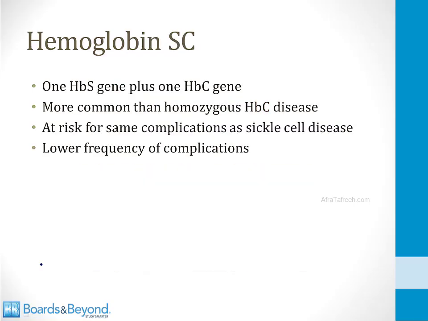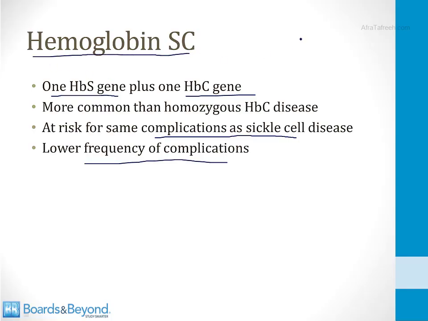As I mentioned before, homozygotes for the hemoglobin C mutation are very rare, and heterozygotes usually have a mild anemia and do not have sickling. The one time where patients with the hemoglobin C gene can develop sickling is if they are born with one hemoglobin S gene plus one hemoglobin C gene. These patients are at risk for the same complications as in sickle cell disease, however they have a lower frequency of complications. This is sometimes referred to as hemoglobin SC disease, to distinguish it from hemoglobin SS disease, where patients have two copies of the sickle cell anemia gene.